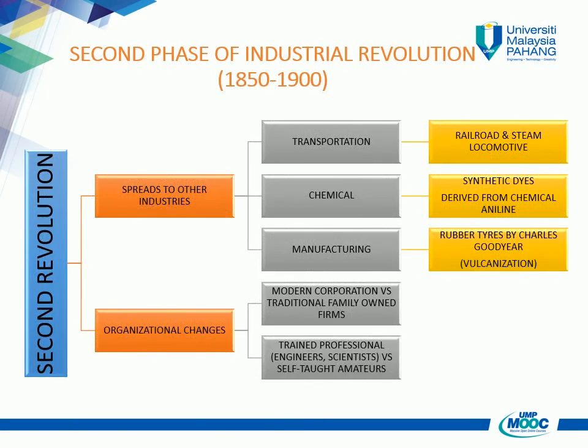Second phase of Industrial Revolution happened around 1850 to 1900s. The second phase is characterized by the propagation of revolution to other industries and organizational changes. The Industrial Revolution spreads into other industries such as transportation with the building of railroads and steam locomotives, chemical industries with the derivation of synthetic dyes to color textiles from the chemical aniline, and manufacturing industries where Charles Goodyear discovered a method of rubber vulcanization to help manufacture durable rubber tires for automobiles.